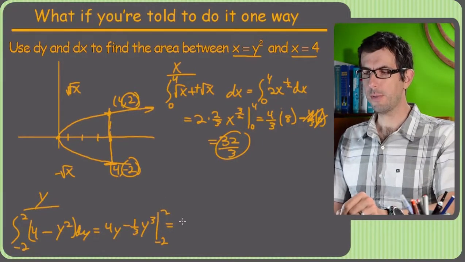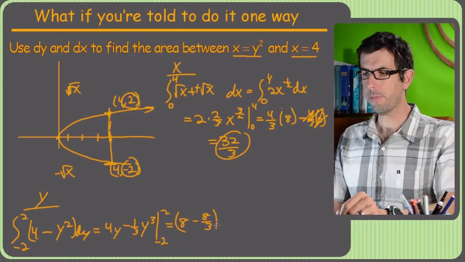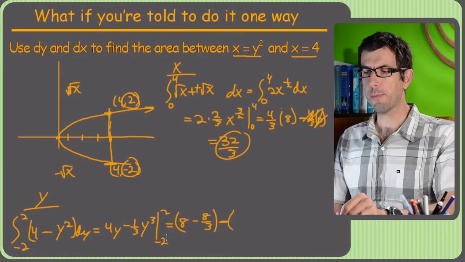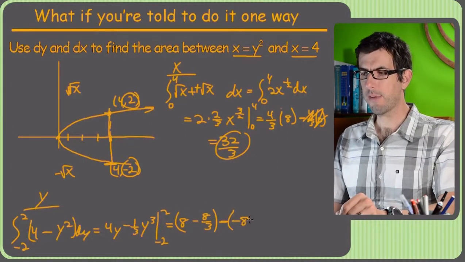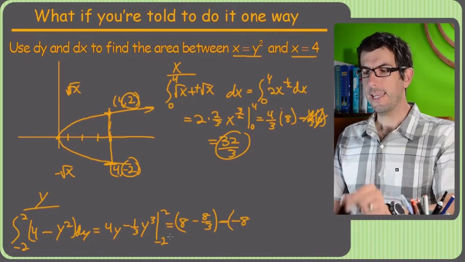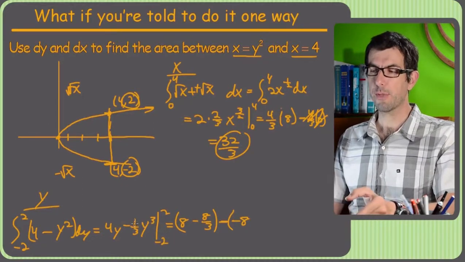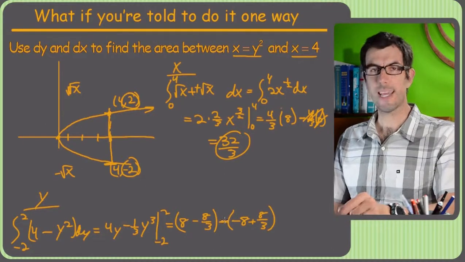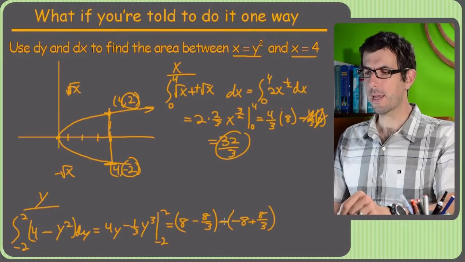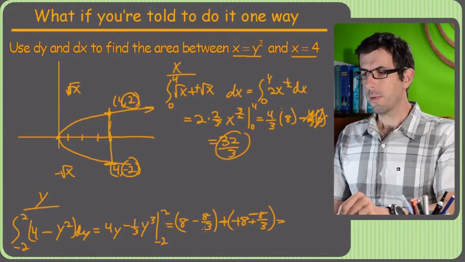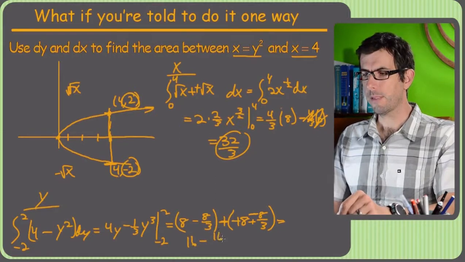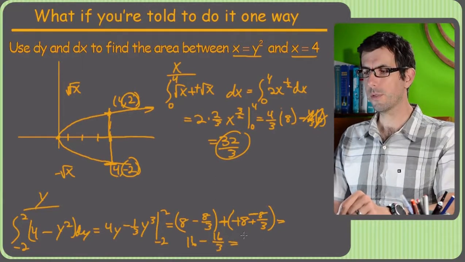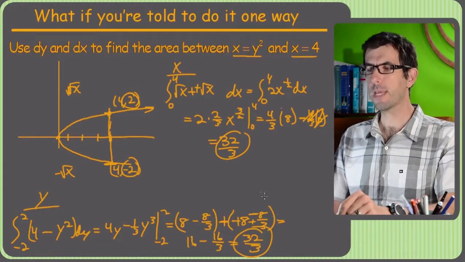All right, so 4 times 2 is 8, minus 8/3. And then we're going to subtract, plug in the lower limit. So then I got a negative 8, and negative 2 cubed is negative 8 times negative 1/3 is positive 8/3. All right, so once again, I got to distribute in this negative sign, which happens a lot in calculus. So that would cancel this to a positive and this to a negative. So I'm going to get 16 minus 16 thirds, which equals 32 thirds. Oh, look at that. We got the same thing.